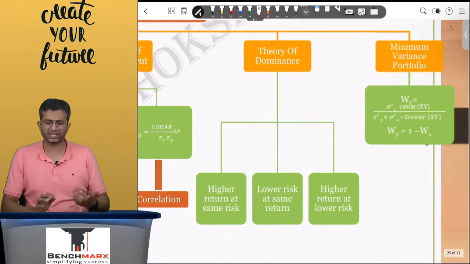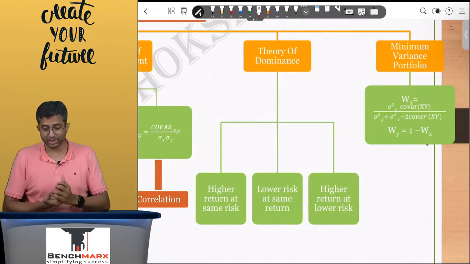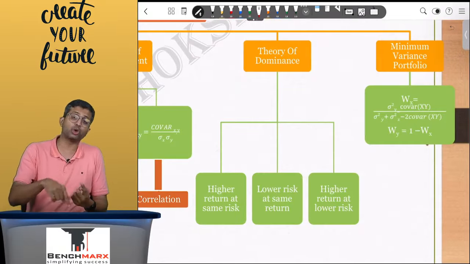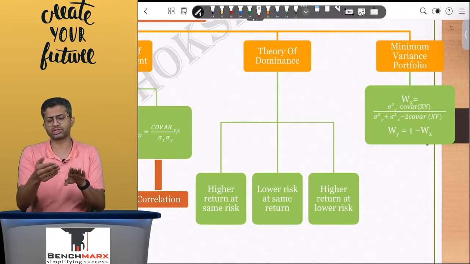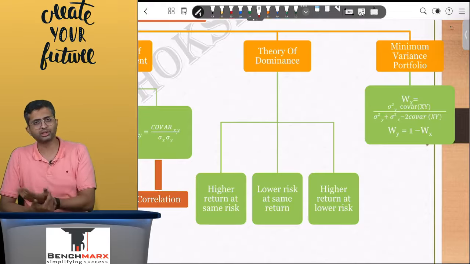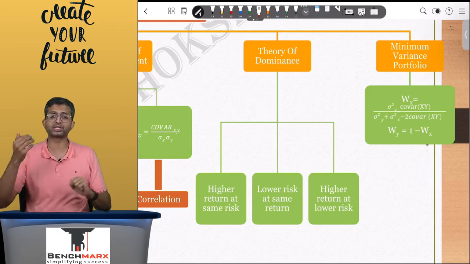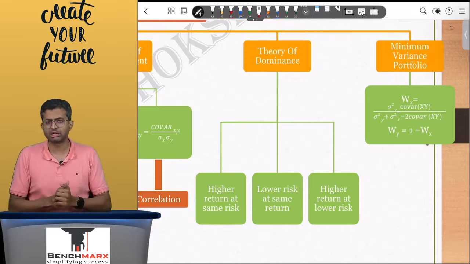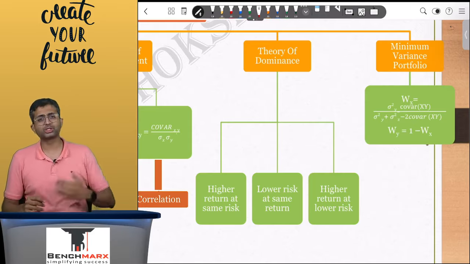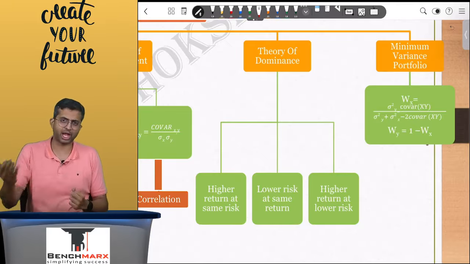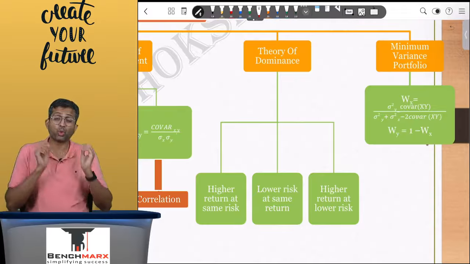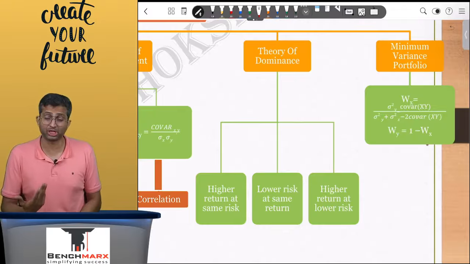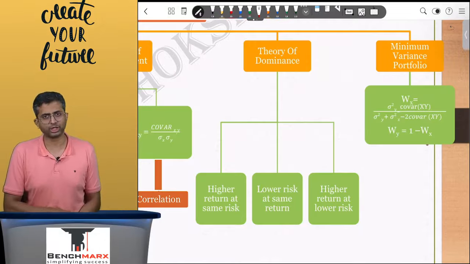There are also a couple of things that you need to be aware of in this section. One is the theory of dominance. In case of theory of dominance, you will select securities which give you a higher return at the same level of risk. You will select the securities which have the highest return, eliminate the others. Or if securities are having the same level of return, you will select the security with the minimum risk, you will eliminate the others. Or securities which are having a higher return at a lower risk, you will keep them, and the other securities you can eliminate. If you want to select just one of these securities, you can also look at various performance evaluation ratios like coefficient of determination, Sharpe ratio, etc. to figure out which security to select.